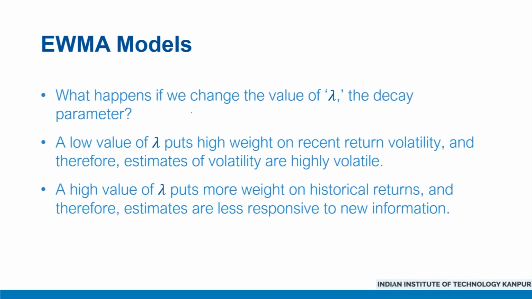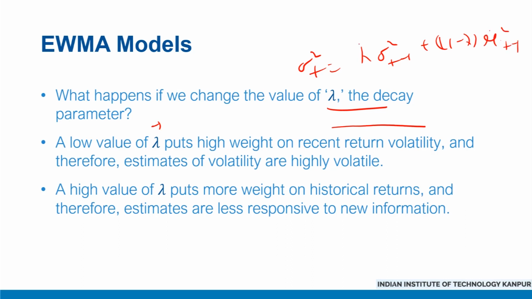So looking at this model, what happens if we change the value of lambda, the decay parameter? A very low value of lambda puts a high weight on recent return volatility, and therefore estimates of volatility are volatile. So for example, if you choose a very low value in this formula, sigma t square equal to lambda times sigma square t minus 1 plus 1 minus lambda into mu square t minus 1, a value close to 0, then this term will go away and all the weight is assigned to the latest information or innovation or volatility residual that arrived, mu square t minus 1. So all the weight is given here.